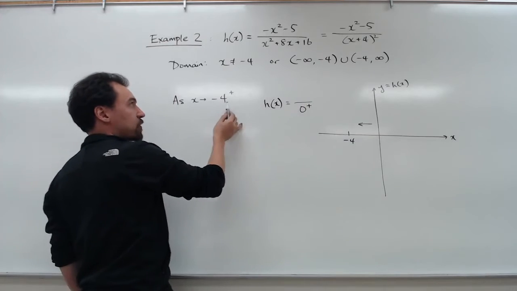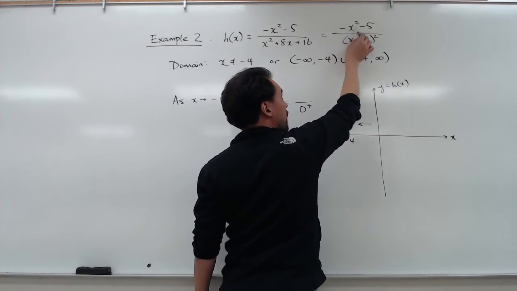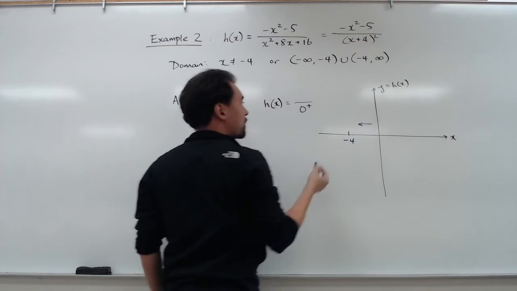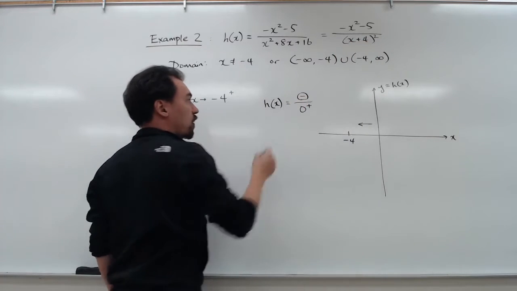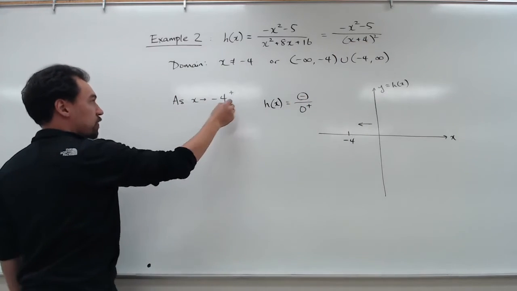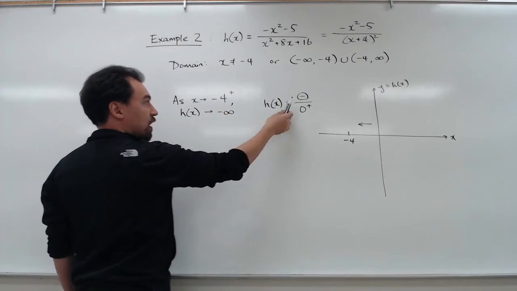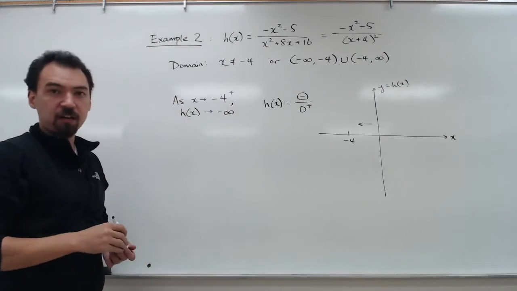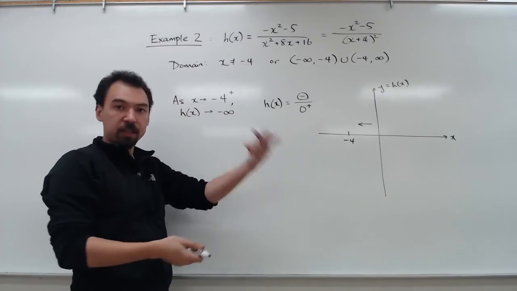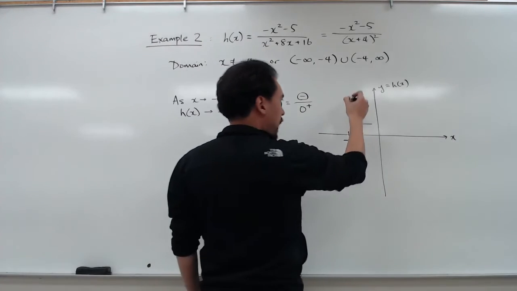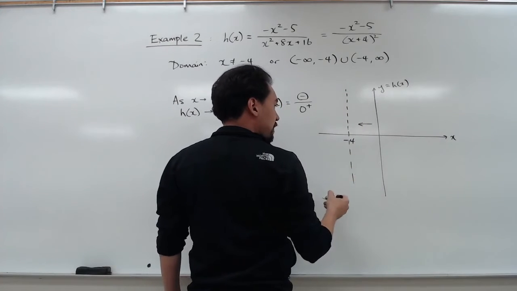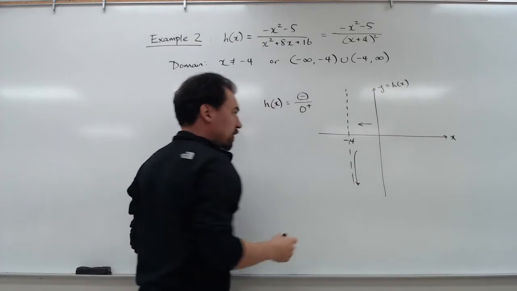Then if I plug in close to negative 4 up here, that's close to 16, negative 16, minus 5 is negative 21, overall a negative number. So I know that h of x is going to go toward negative infinity. A negative number divided by very close to 0 means big but negative. So I know my behavior now. I have a vertical asymptote and I'm going down this way.